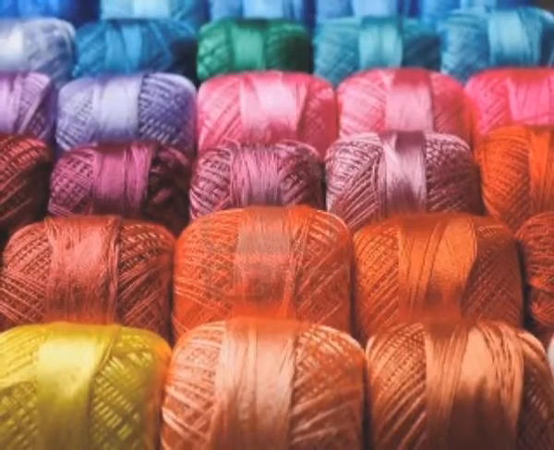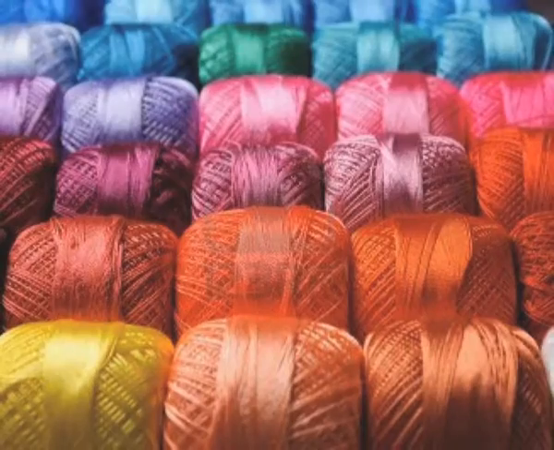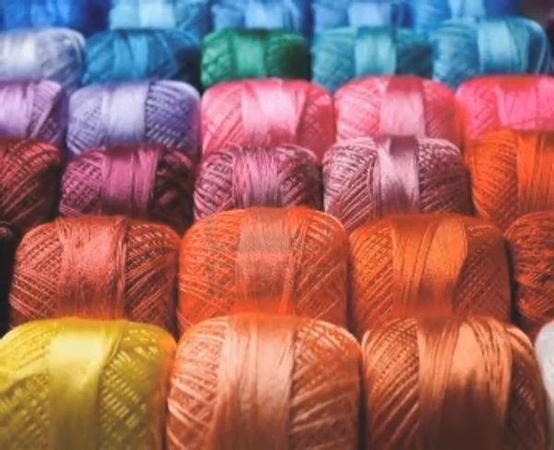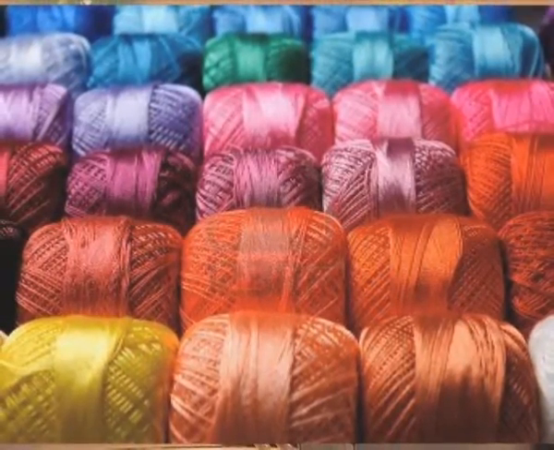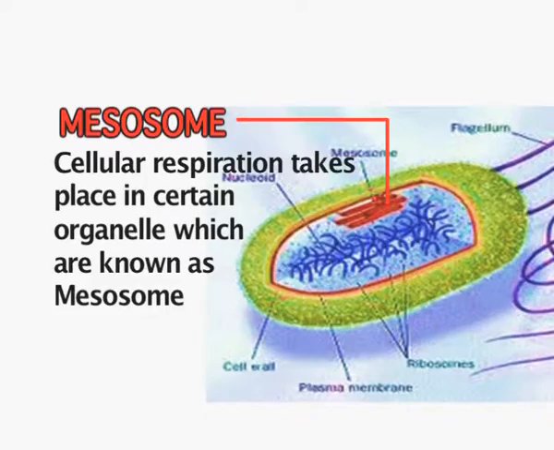You can use the various threads of different colors and thickness to show the pili and the flagella. So, if the mitochondria is absent in them, then how does the cellular respiration take place in these prokaryotic organisms? Now, this cellular respiration takes place in certain organelles which are known as mesosomes.